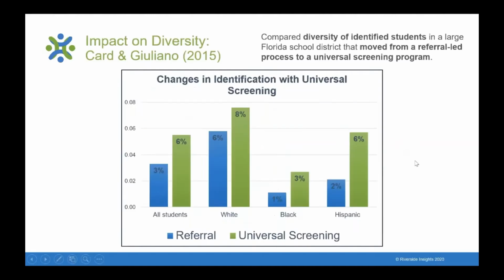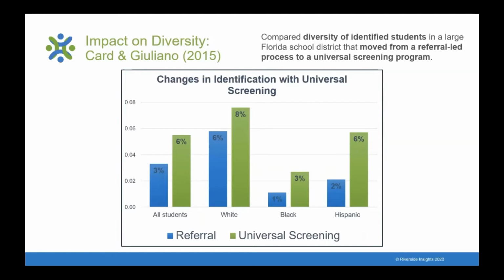Why is universal screening so important? Well, here's some data that shows the impact of a school district that moved from referral-based to universal screening. And you can see that overall, universal screening doubled the number of students that they were serving, but also when you look at the number of Black students, they tripled the number of Black students identified, and also tripled the number of Hispanic or Latino students who were identified.